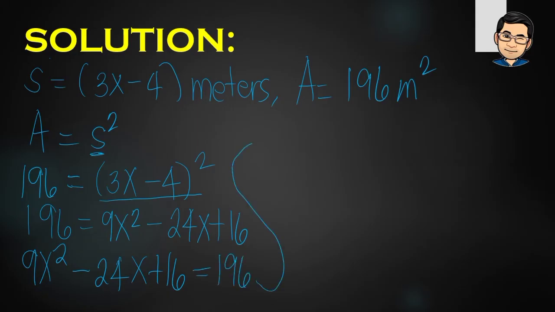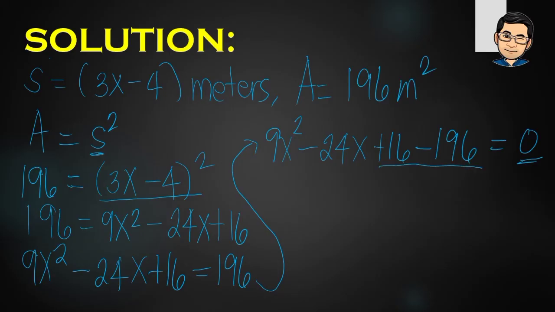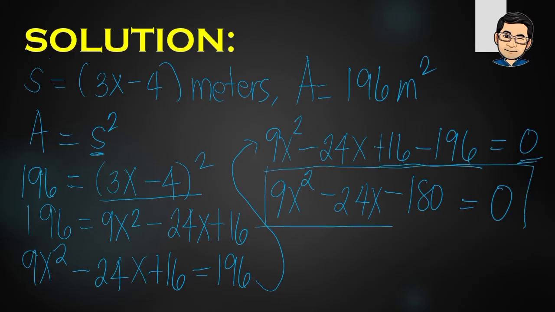Next, so yung 196, kailangan natin siyang ilipat sa left side. That will become 9x squared minus 24x plus 16 minus 196 equals 0. So, once na nilipat na natin yun, minus na natin or in-add na natin yung kung ano man ang ililipat natin sa kabila, that will be equal to 0. Now, 16 minus 196 is negative 180. And then, copy lang natin yung 9x squared minus 24x equals 0. So, ito po yung ating final answer.